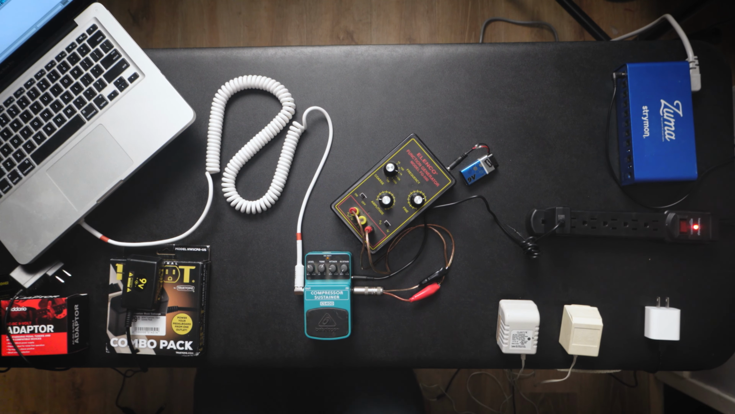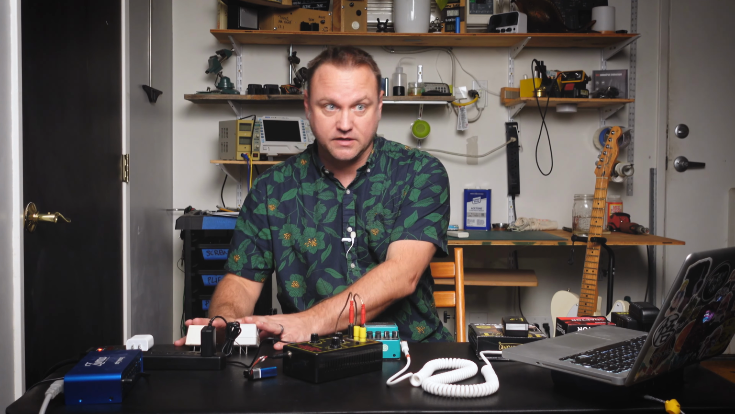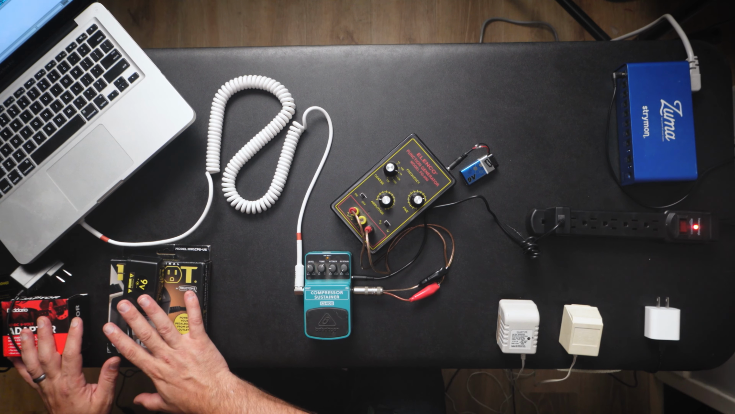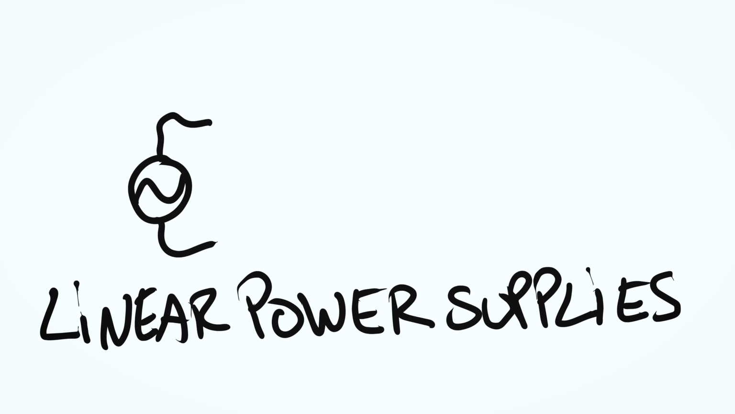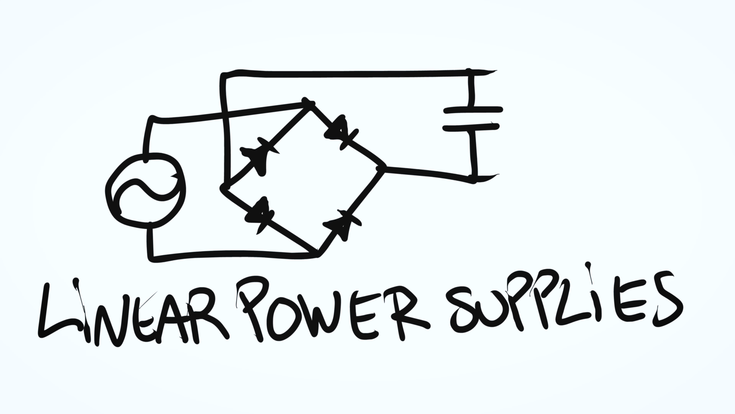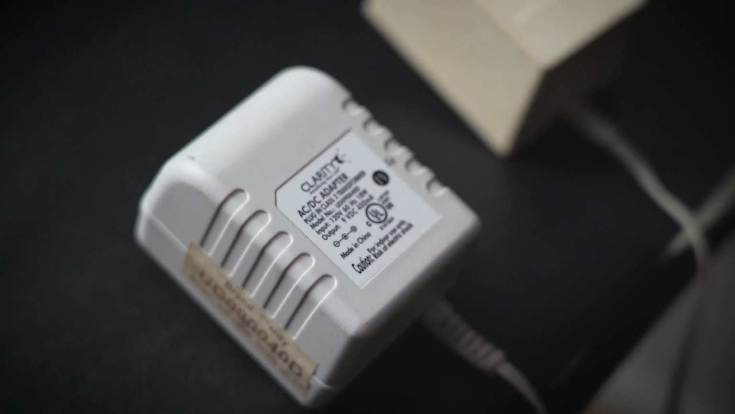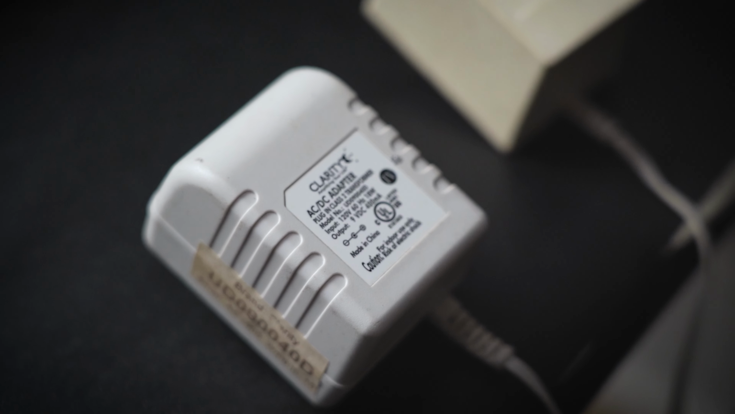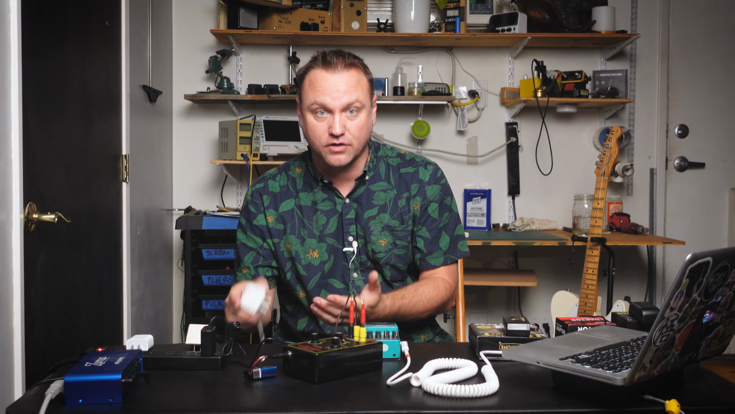So these fall into a couple of main categories: the linear power supplies, the switch mode power supplies, and the battery. So the linear power supply is the simplest. They're typically quiet, but they are inefficient, and they're rather large. If you look at it compared to one of these, this is 3-4 times the weight and size.